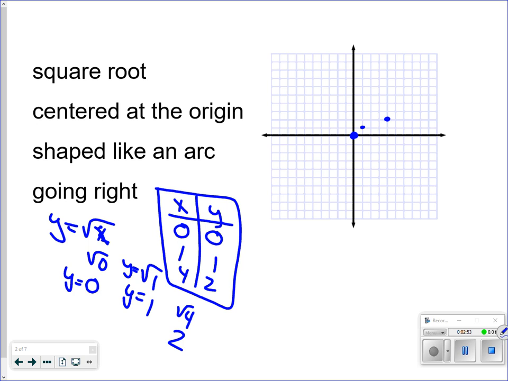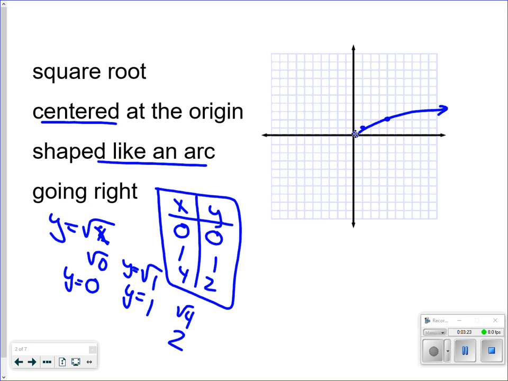Okay, so the square root graph is centered at the origin, and it's shaped like an arc. So it starts here, and it goes up and to the right, and it will keep going forever. So we're going to put an arrowhead on the right-hand side. You will have nothing in the back, so do not put an arrowhead back here. Do not have any kind of a tail whatsoever back here. It is one dot, and then from that dot it goes up and to the right.